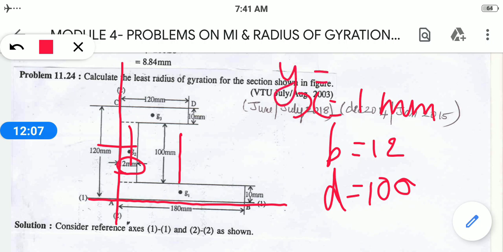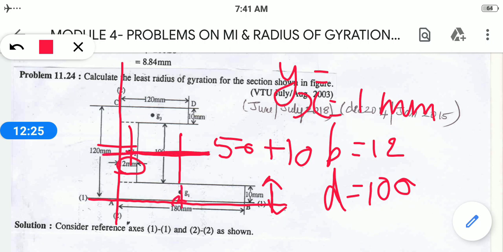Y will be equal to, what will be the y distance? This will be equal to 100 divided by 2, that is 50, plus the remaining distance of the other element. So 50 plus 10. Got it? From the x-axis we need to find the y distance. This we will get by 100 divided by 2, that is 50. The other thing we have to add is 10 for the other element, which will be equal to 60. So we got all the values.